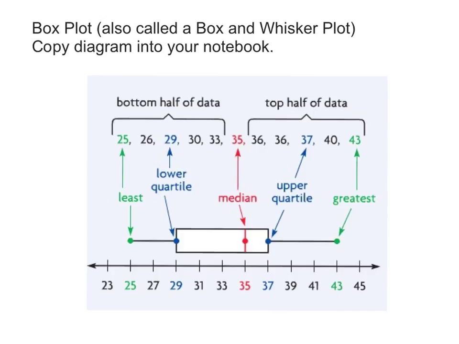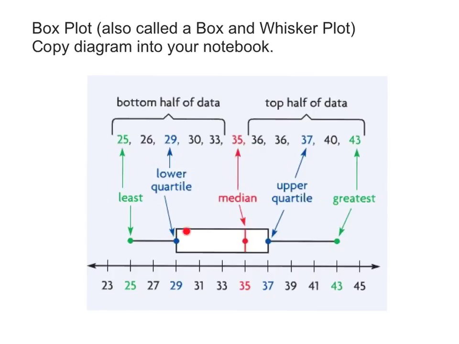Alright, so now that you've copied your diagram into your notebook, what you want to look at first is here is your data set. Now all of these numbers are in numerical order from least to greatest. And the first thing that they did was they found the median or the middle number. The median was 35. They marked 35 on their number line at the bottom as their middle. And then they marked their smallest number, 25, as their least, and the greatest number as 43, which was their greatest.